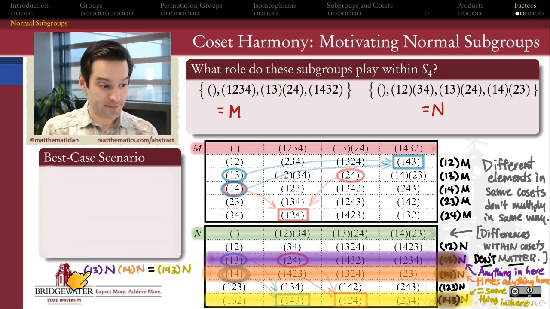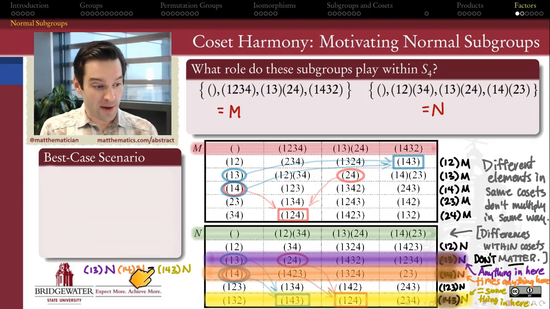Motivated by this example, if I want 1, 3n multiplied by 1, 4n, and this multiplication is happening as sets, right? So I'm taking an arbitrary element from this coset, the purple row, and an arbitrary element from this coset, the orange row, and I'm multiplying them together. I'm getting an element inside of the yellow row. But how to account for this 1, 4, 3 showing up?